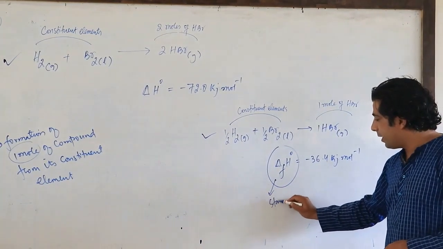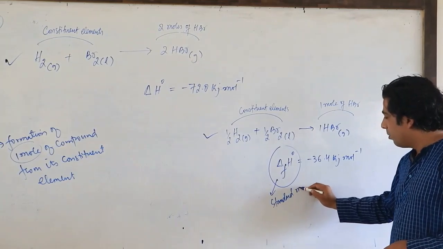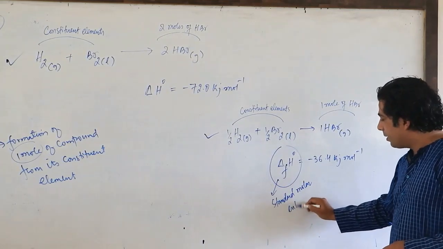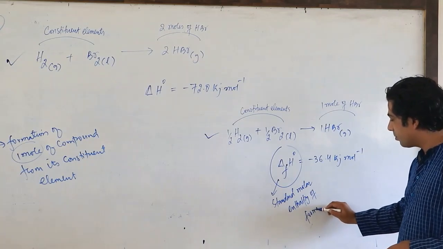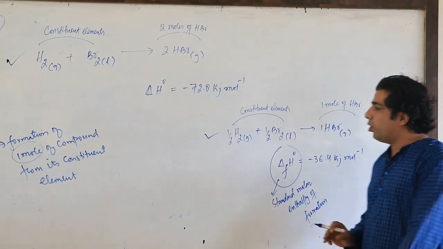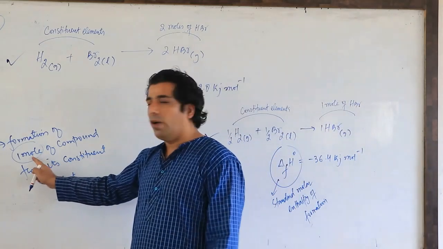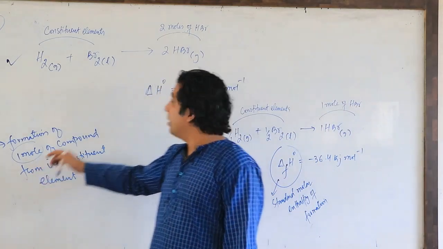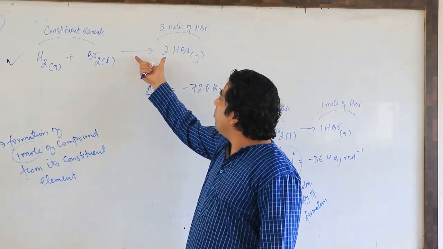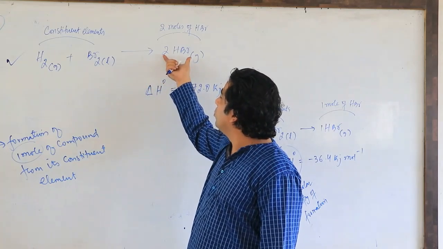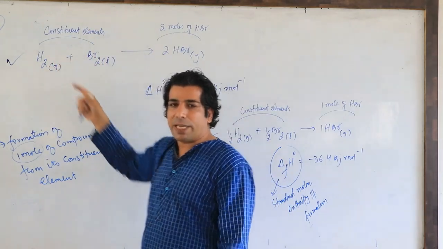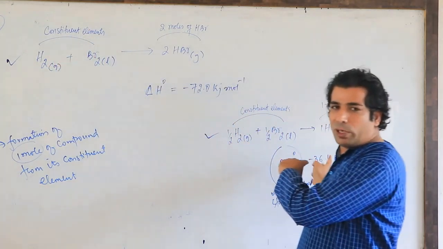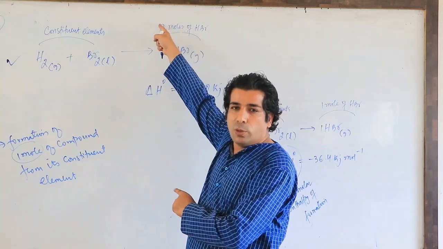Or you can also call it the standard molar enthalpy of formation. And this is only taken, remember, for 1 mole of a compound. But in this reaction, how many moles of compound are formed? 2 moles of compound are formed from its constituent elements. Yes, the pattern is the same, but here 1 mole is formed and here 2 moles are formed.